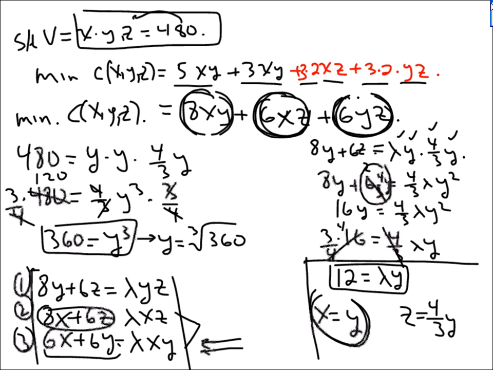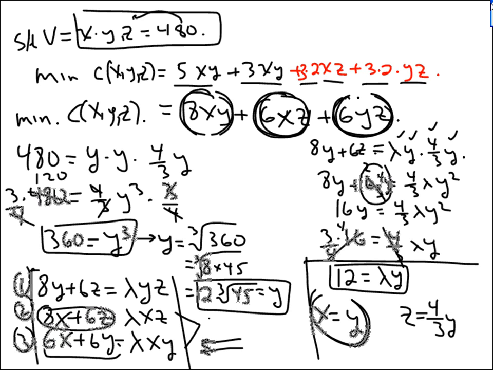But what is 360? 360 is 8 times 45. I know the cube root of 8. I have no idea what the cube root of 45 is. So this is y. X is equal to y. So there is x.